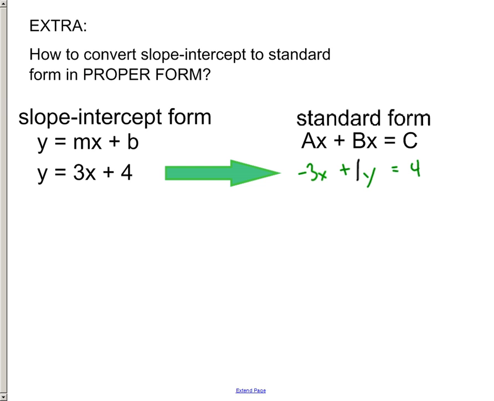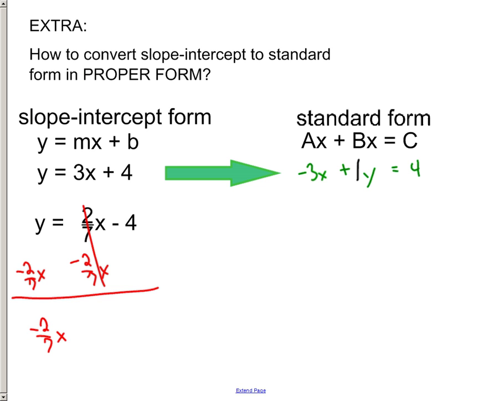It works sometimes where you don't have to worry about it, but then we run into other scenarios like the following. y equals 2/7 x minus 4. And I've already taught you how to get there. You could just subtract 2/7 x from both sides, right? And so this cancels out, and we have negative 2/7 x plus y equals negative 4.